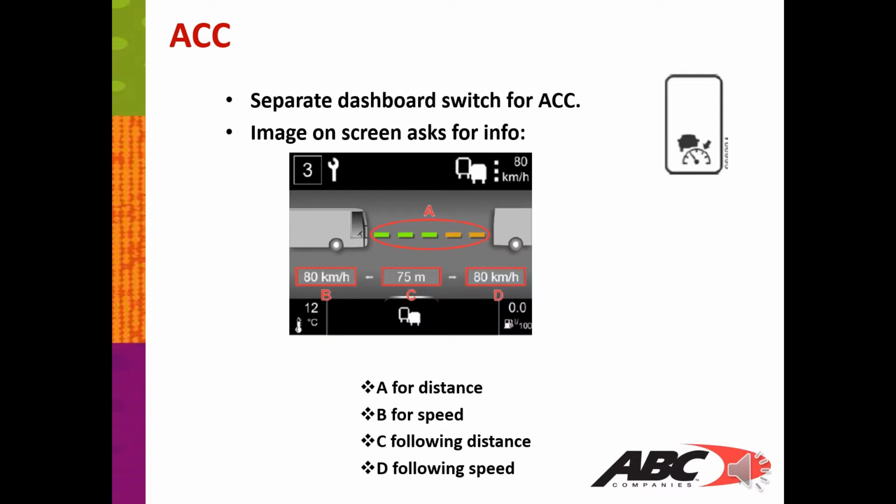ACC has a separate dashboard switch for the system, shown here to the right. Once activated, the image on the screen asks for info. A for the distance that you're following, B for the speed, C is following distance, and D is following speeds.